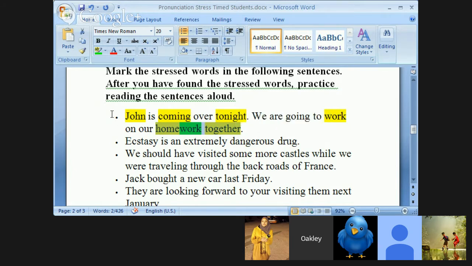Okay, try it one more time, please. Joe is coming over tonight. Better. We are gonna work on our homework together. Yes. We are gonna work on our homework together.